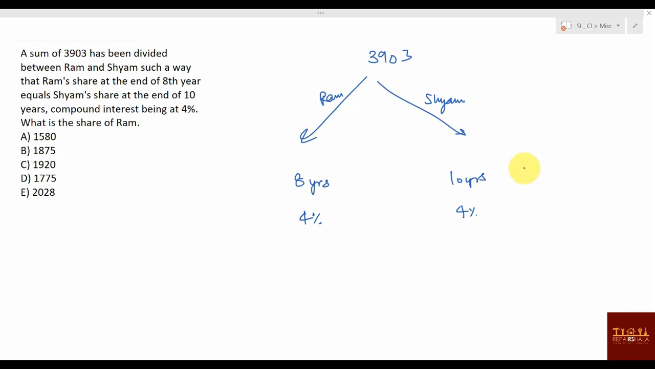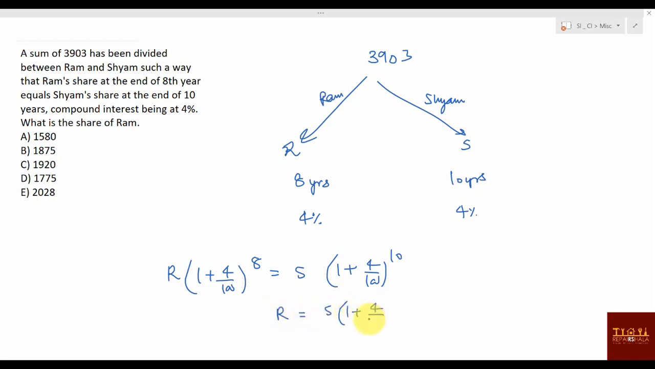Ram's share is the amount. You can directly say that suppose Ram's amount was R and Shyam's amount was S. So R into 1 plus 4 by 100 raised to power 8, and Shyam's amount will be S into 1 plus 4 by 100 raised to power 10. What will be remaining? R equals S into 1 plus 4 by 100 raised to power 2. You will get the R by S value. What will be the R by S value? This will be 26 by 25.